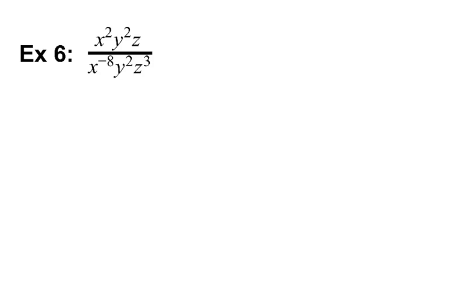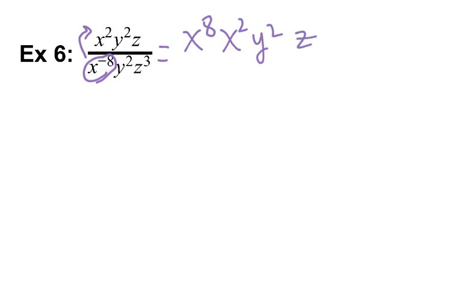Okay, example 6. The first thing I would do with this one is I would circle my negative exponent that I see, and I would move it from the bottom to the top. Okay? So then we're going to have x to the 8th, x to the 2nd, y squared, z over y squared, z to the 3rd.